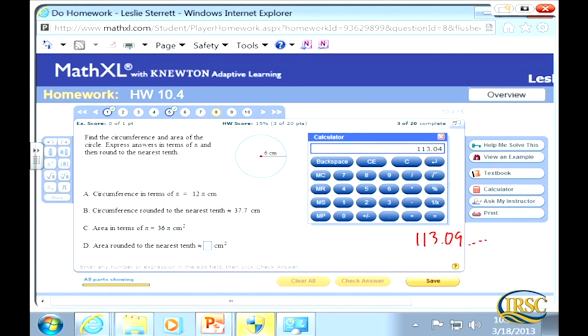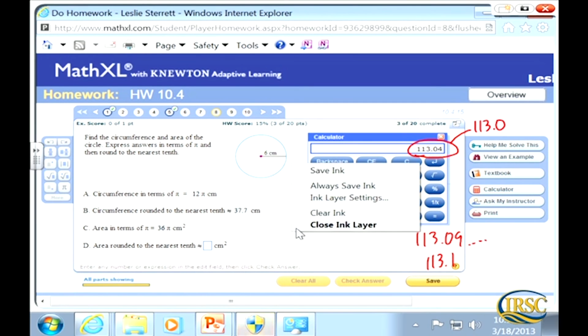Okay, so rounding to the nearest tenth in the calculator, that would give me 113.0. And if I use the one with the pi button, I get 113.1. Okay, so there are some problems in Math Excel that it'll accept both answers. And so sometimes you won't quite know what it's looking for because it's accepting either one. But you want to test that out. So let's go ahead and just put 113.0 and see what happens.